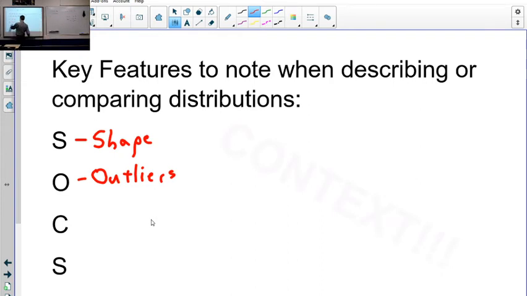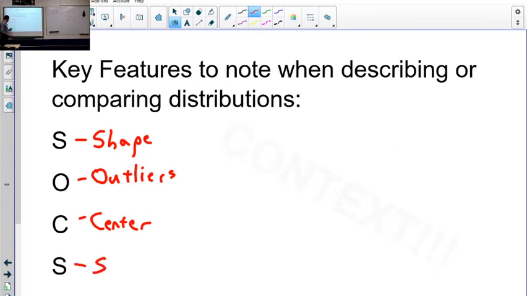C stands for center. Center is things like our mean and median. And we'll talk in the next section about how to calculate all these things and how to be more specific about how we say them. But I want to kind of introduce what we say. So center is where the data is centered, like a median.